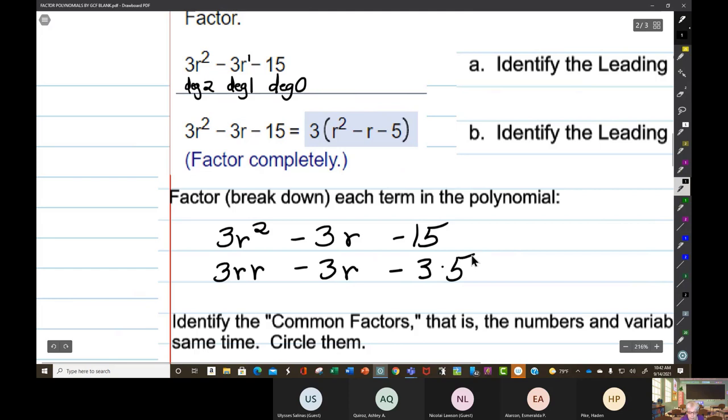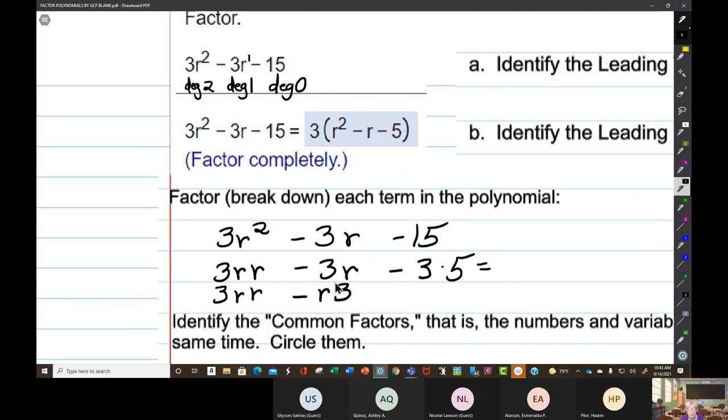3 times 5. Notice that all 3 terms contain a 3. Now, admittedly, this is a positive 3, and this is a negative 3, but we can change that. All right, this is going to be 3 times r times r. Let me do it underneath. 3 times r times r. I can write this correctly like this, because 3r and r times 3 are the same thing.